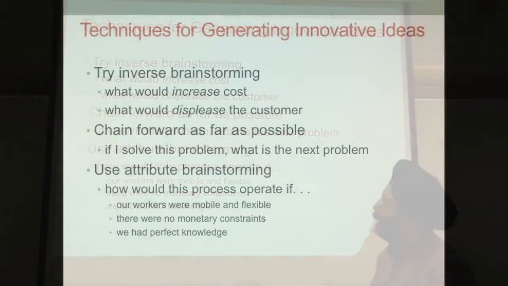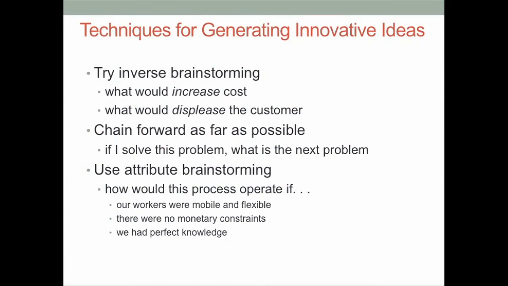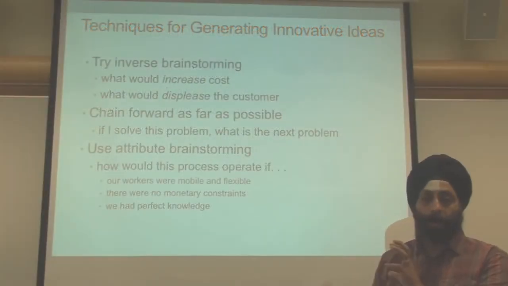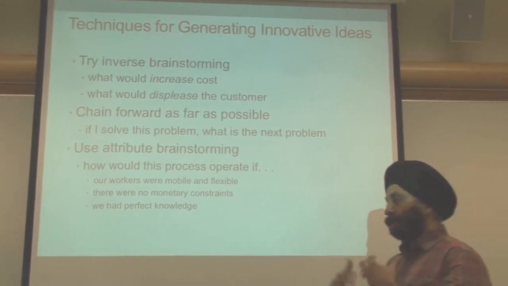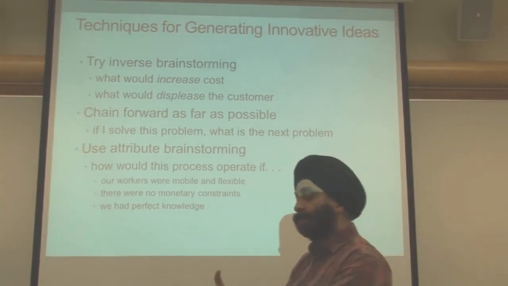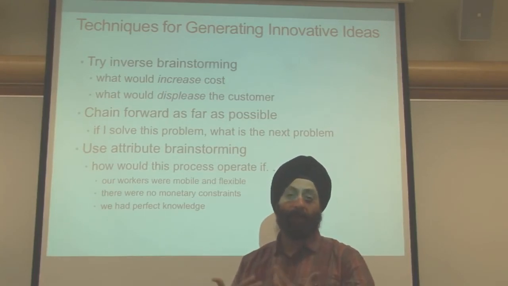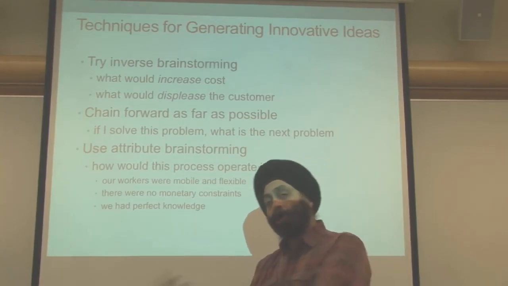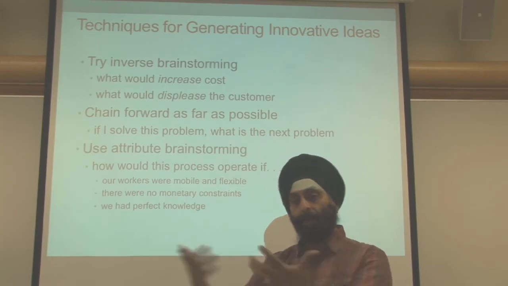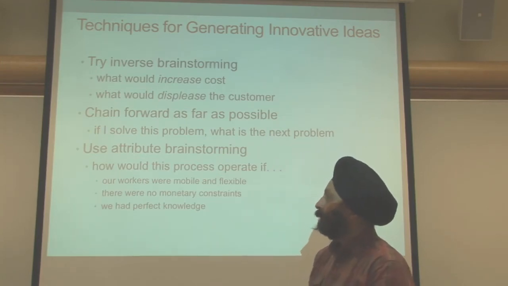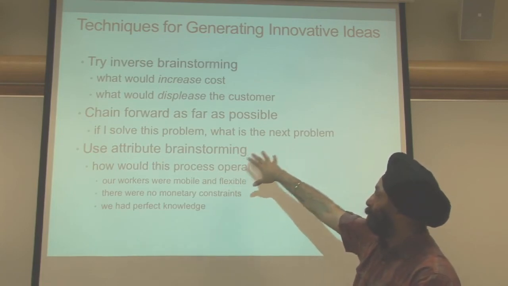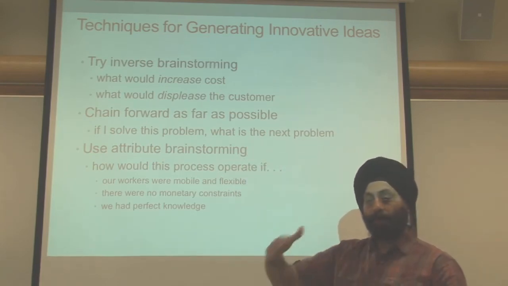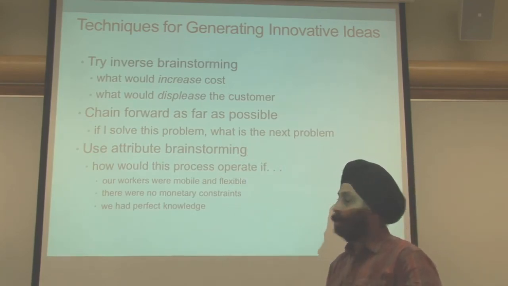Try inverse brainstorming. What would increase cost and what would displease the customer? And then let's see how not to do that. That's reverse brainstorming. Rather than saying how can we do certain things, inverse brainstorming focuses on how not to do those things. And that's a way to identify a variety of solutions in many cases. Chain forward as far as possible. If I solve this problem, what will be the next problem? So try to see the linkages among problems.